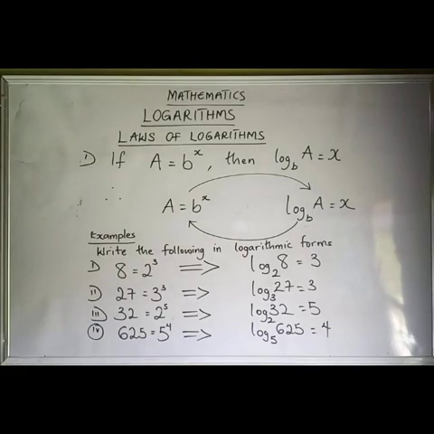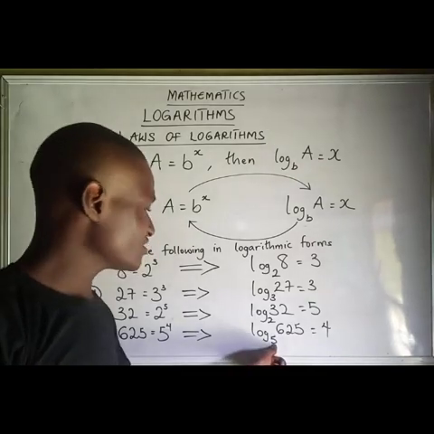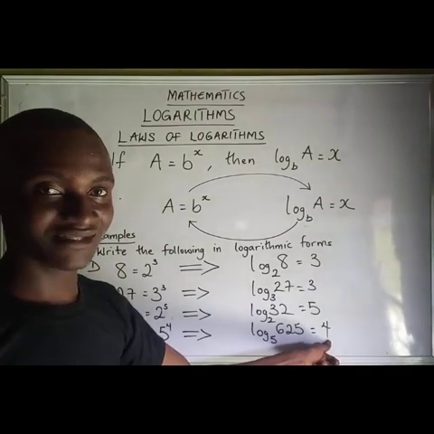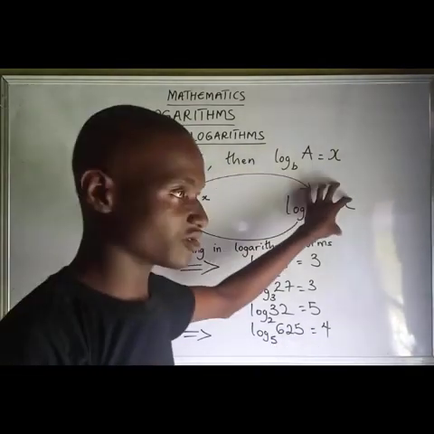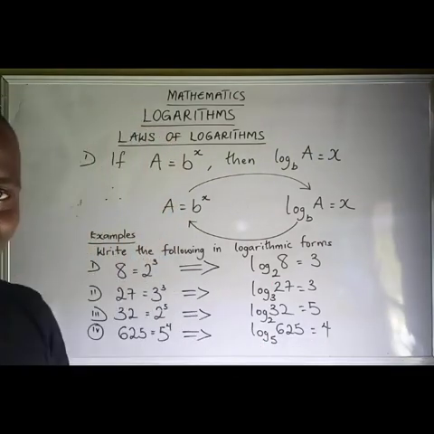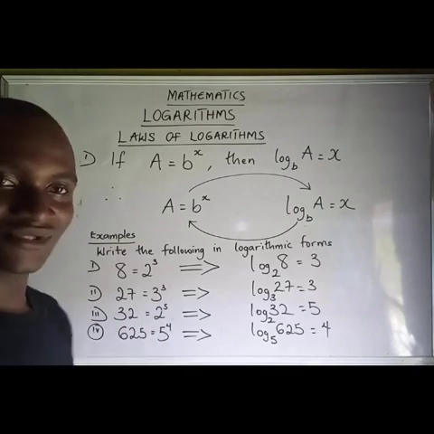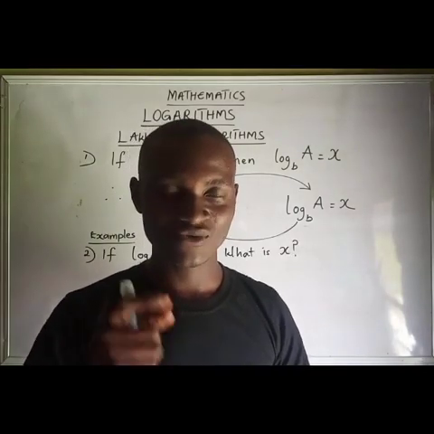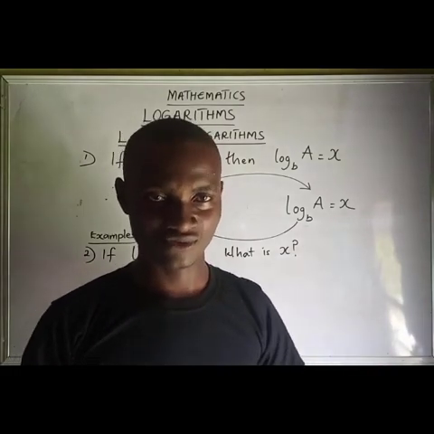So you are simply telling us that if I want to write 625 as a number whose base is going to be 5, then the power has to be 4. That is what it simply means. So this is how you can transform the indices to logarithm. We are not done with these examples. I want to solve another set of examples on this same law. Stay tuned.